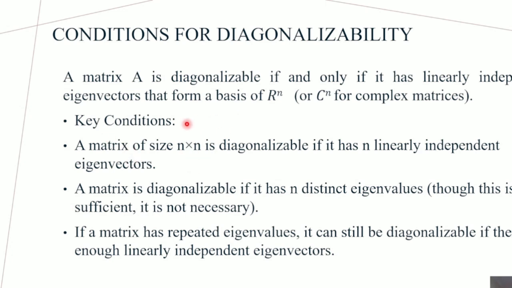For the key conditions, a matrix A of size n by n is diagonalizable if it has n linearly independent eigenvectors. A matrix is diagonalizable if it has n distinct eigenvalues, though this is sufficient, it is not necessary. If a matrix has repeated eigenvalues, it can still be diagonalizable if there are enough linearly independent eigenvectors.